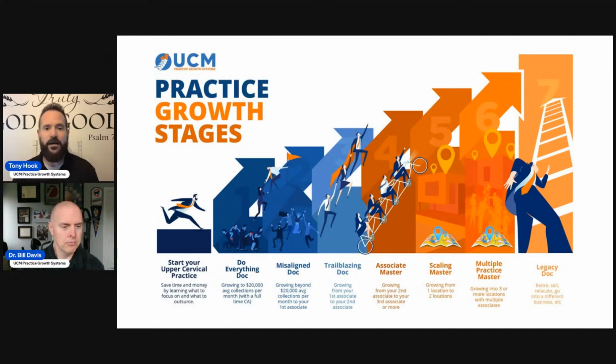And then practice growth stage 2 is the misaligned doc. This is where you want to grow beyond the 20K, but you need to start looking for that first associate to really go into that next level. So finding ways to delegate, finding ways to grow that team. To get into the third stage, which is the trailblazing doc, that's where it starts to really pick up momentum. I like this little graphic here. This is the doc with the cape on, man. That's cool, just flying up there. That's growing from your first associate into your second, and just like, hey, we are going to start soaring, man. Those are the first three stages.